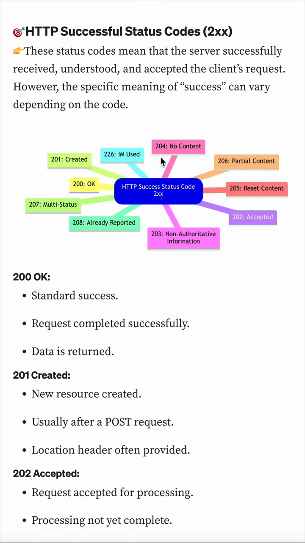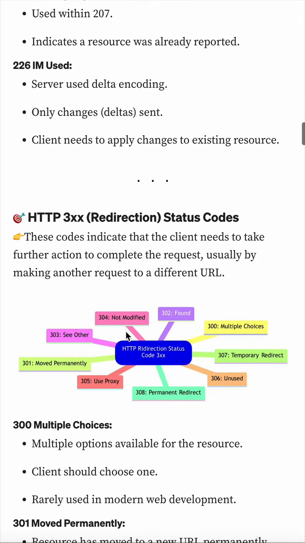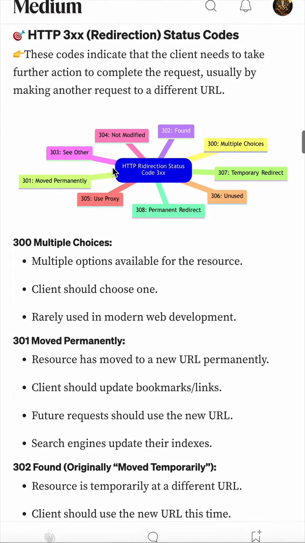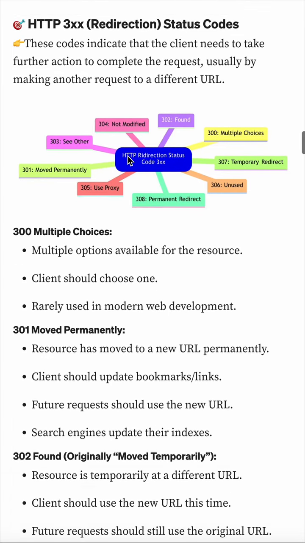Having 201 for created, 200 for okay, 204 for no content, 205 for reset content, 202 for accepted, 206 for partial content, 203 for non-authoritative information, 208 for already reported, and 207 for multi-status. You can get more information here. HTTP status codes starting from 300 are the redirection status codes.